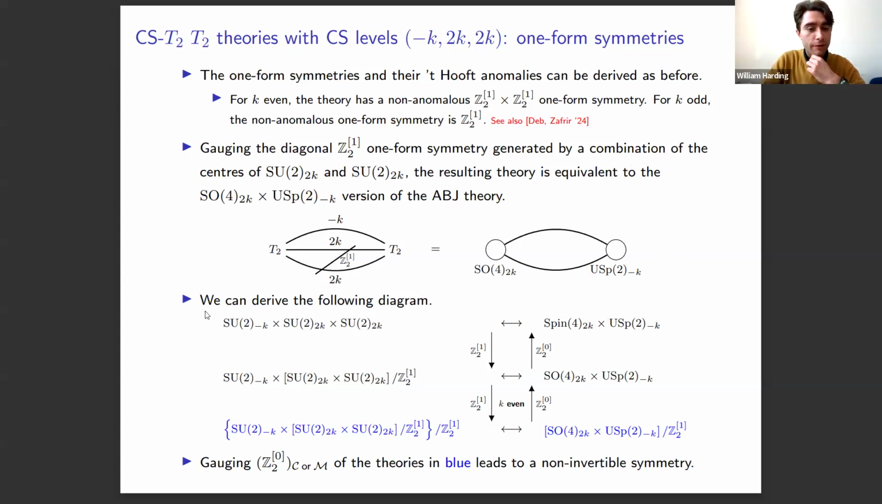And so basically we have the following diagram, which I drew here, and is the same as before. And this last step, the bottom, which I denoted in blue, can be reached by gauging a further Z2 one-form symmetry, and this can be done only for K even. And why I highlighted it in blue is because if we take the theories with these gauge groups in blue, and we gauge either Z2 zero-form charge conjugation or Z2 zero-form magnetic, then we obtain theories which possess non-invertible symmetry.